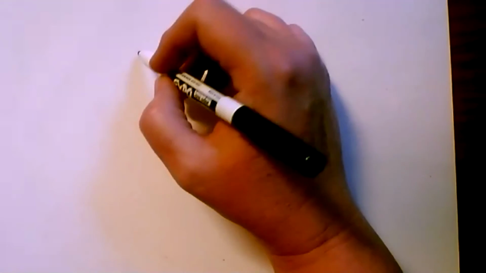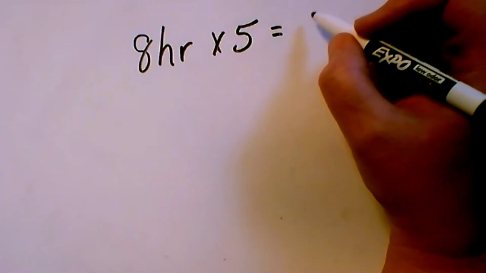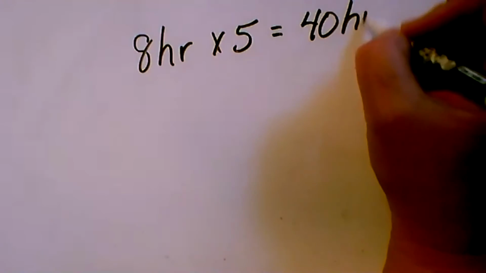Okay, for the second problem, we have Des had a job for a year, 52 weeks in a year, except for 2 weeks of vacation. So she worked 8 hours a day, 5 days a week. How many hours did she work in a year? So it's the 8 hours times the 5 days, which gives us 40 hours in a week.